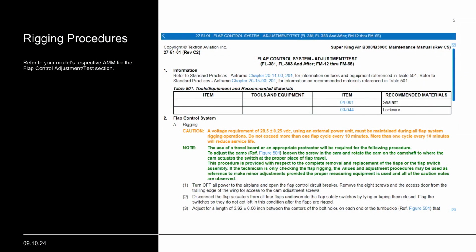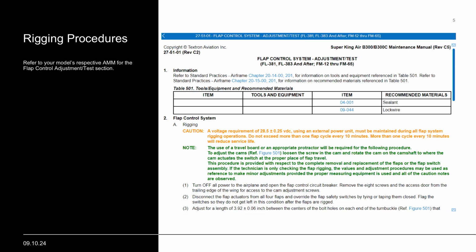When the King Air's flap position switches are suspected to be out of rig, the best practice is to re-rig the entire system using the flap controls adjustment test section in your model's respective aircraft maintenance manual. There is a portion of this procedure that is easy to misunderstand.